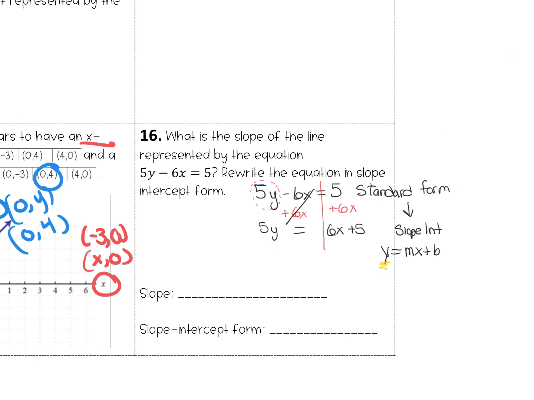Again, I'm solving for y. So the y is being multiplied by 5. So I'm going to divide by 5, divide by 5, divide by 5. Every single piece by 5. So this gets me y equals 6 over 5x, and then 5 divided by 5 is 1. This right here is my slope. So 6 over 5 is my slope. My answer is y equals 6 over 5x plus 1.